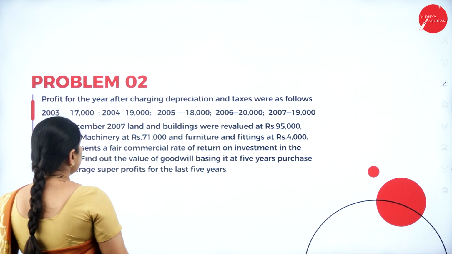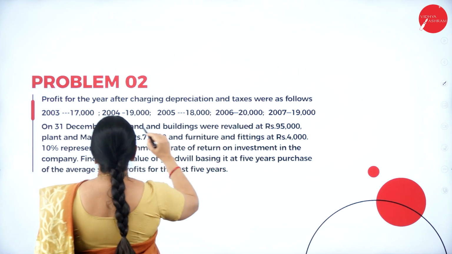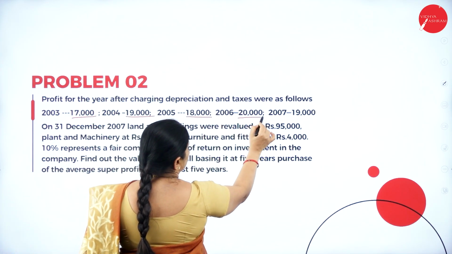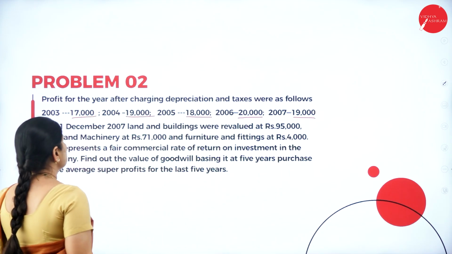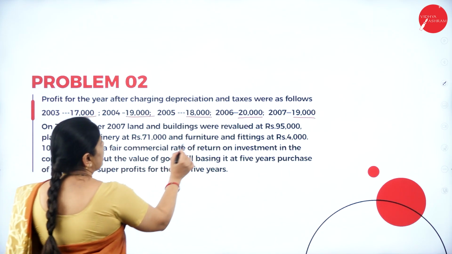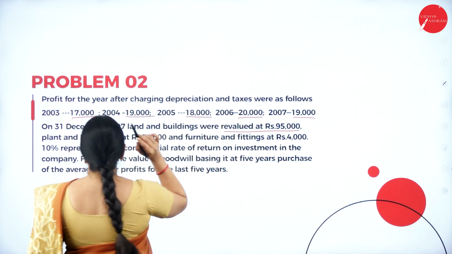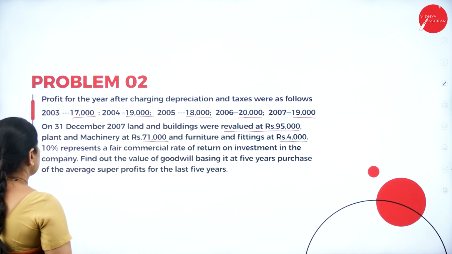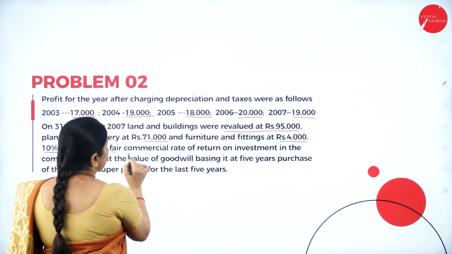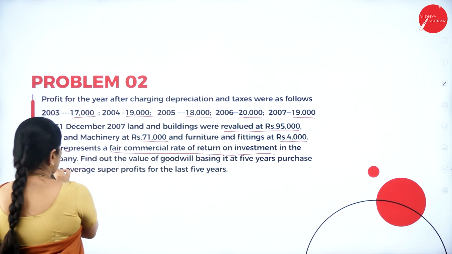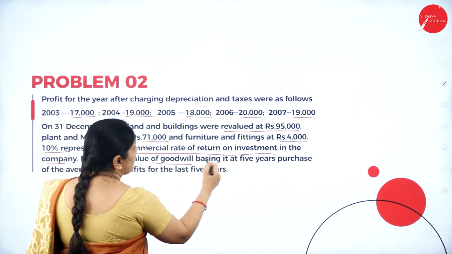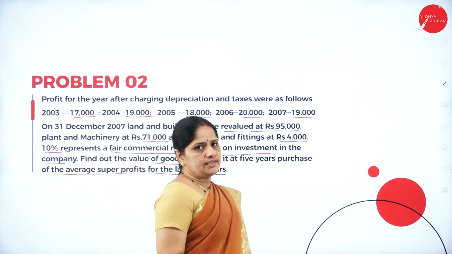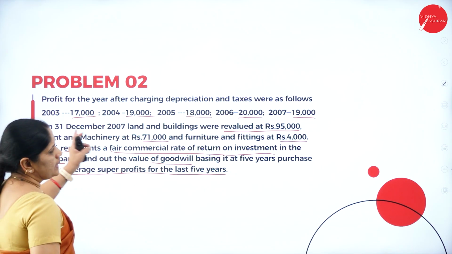Now, profit for the year after charging depreciation and taxes were 17,000, 19,000, 18,000, 20,000 and 19,000. So on 31st December, land and buildings were revalued at 95,000, plant and machinery at 71,000, furniture and fittings at 4,000. 10% represents a fair commercial rate of return on investment in the company. Find out the value of goodwill basing it at 5 years purchase of the average super profits for the last 5 years. So, they have given us the profits of the past 5 years.